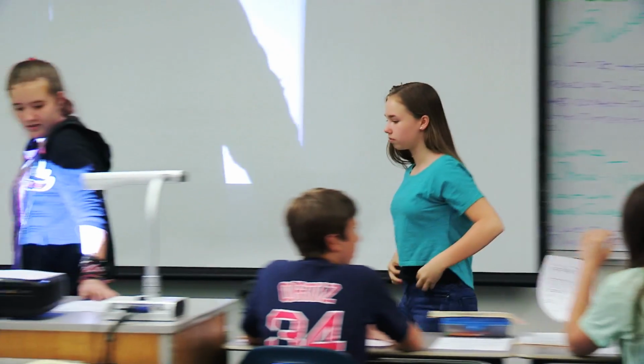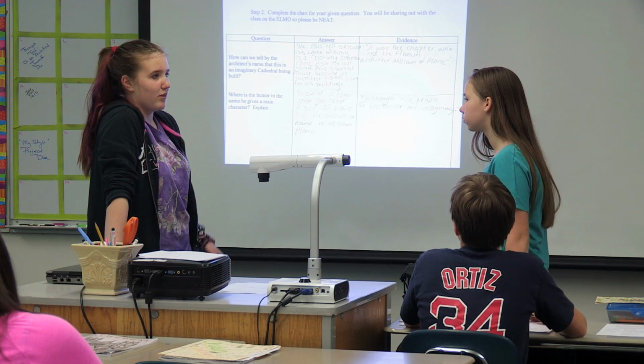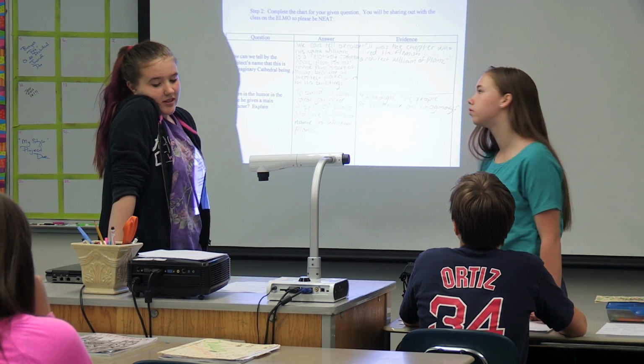As a closure, I tried to redirect them to style. I specifically left the last question as the architect question and his name. How can we tell by the architect's name that this is an imaginary cathedral being built? To build a cathedral, you need a set of plans, and the architect's name is William Plans, so it's sort of like a pun. Play on words or a pun. He's not a real person, so they can then start thinking about, okay, this is expository, but here's a made-up character, so now what is it?